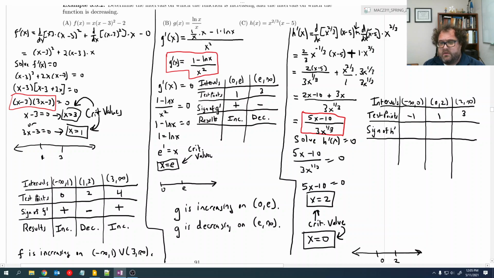There's really no shortcut here. The denominator can be positive or negative. The numerator can be positive or negative. So let's just see what happens when we plug in a -1. If you plug in a -1, you have -5 minus 10.